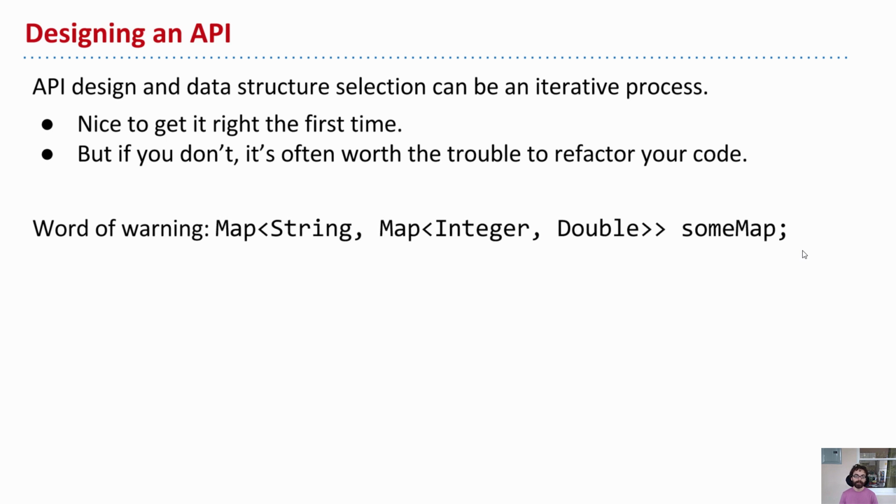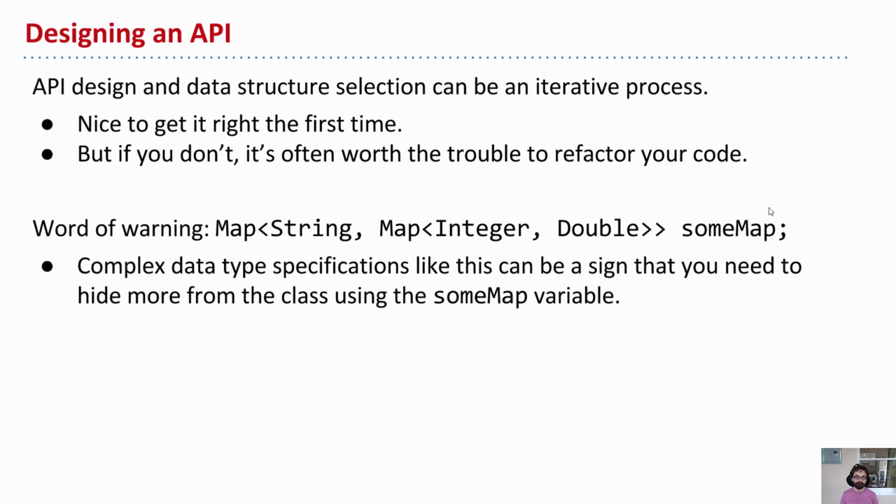Okay? So I'll give a little word of warning, just because this is a pattern I observe sometimes with 61B. If you start creating instance variables that look like this, which is valid, I want a map that takes strings and maps that maps strings to maps from integers to doubles. This kind of complex data type, whenever you're trying to specify one like this, it could be a sign that you need to hide something from the class using some map.